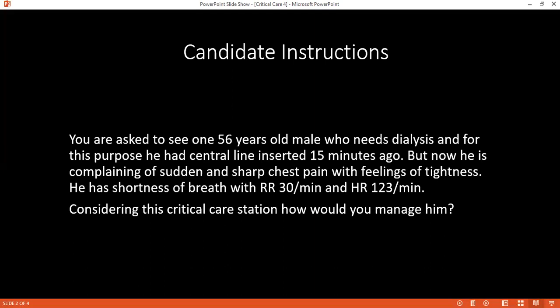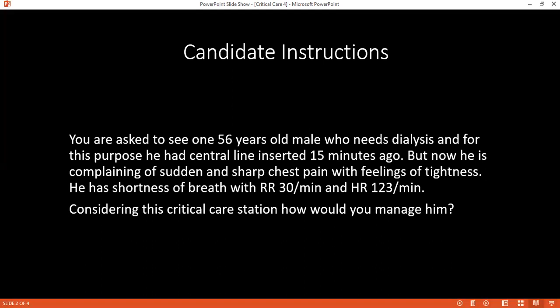Right, so if you have read and understood the critical care scenario, kindly tell me how would you manage this patient now? I'll manage this patient using the ABC of CRISP protocol.